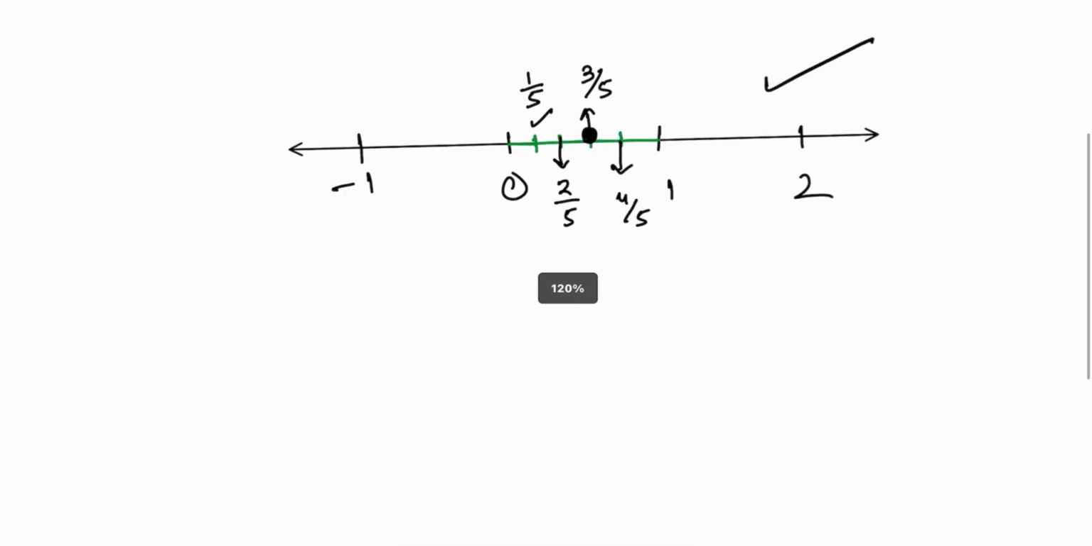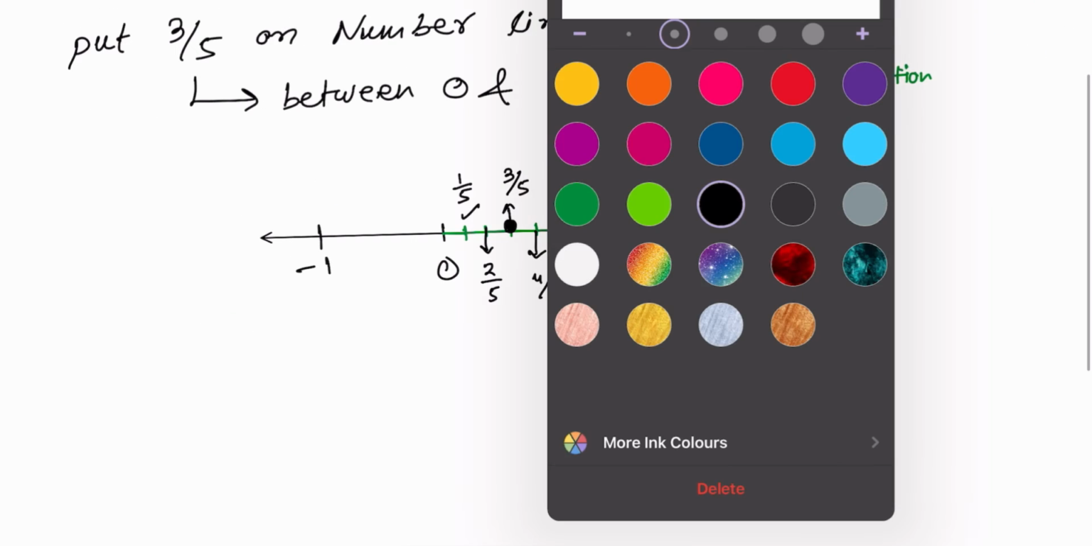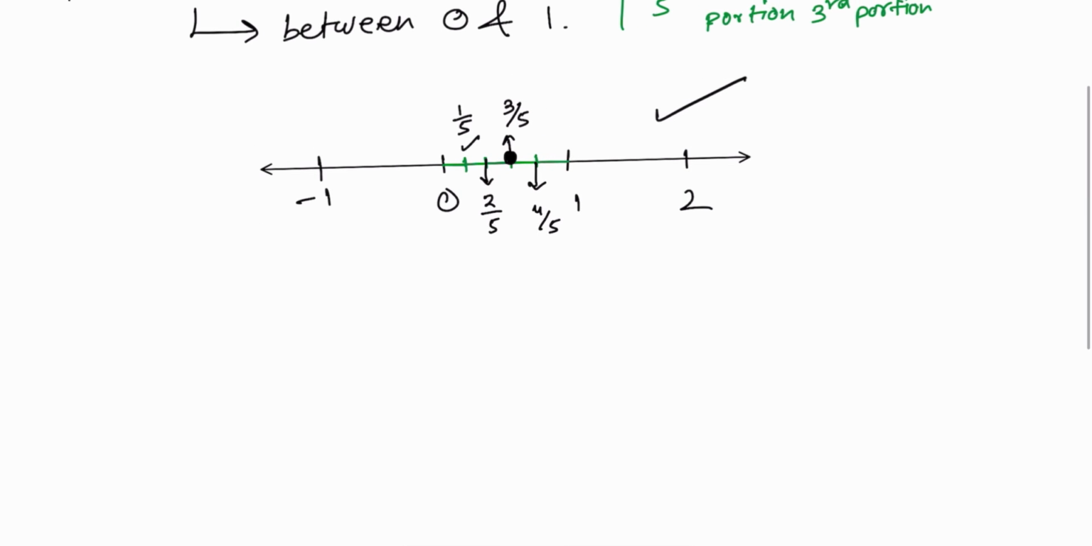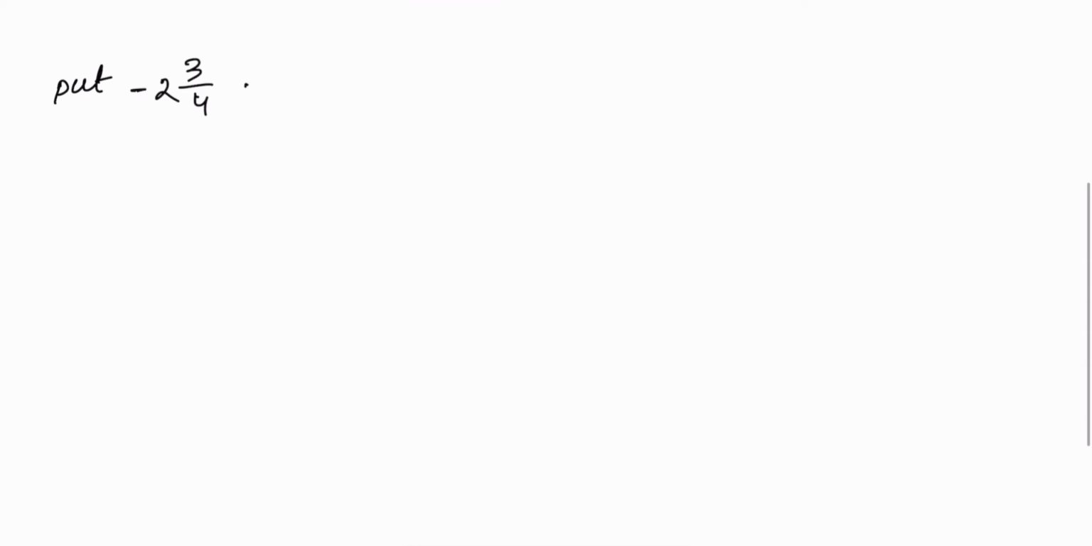Let us take another example. Suppose the question is to put -2 whole 3/4. Put or plot this number. First of all we have to think between which two numbers this number will lie. This number will lie between -3 and -2, because it is -2 whole 3/4.